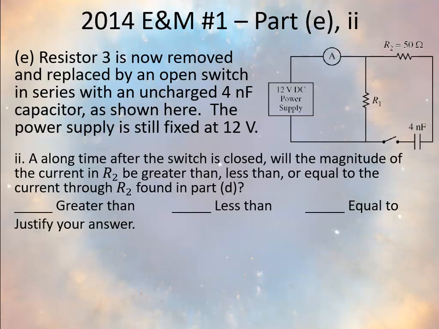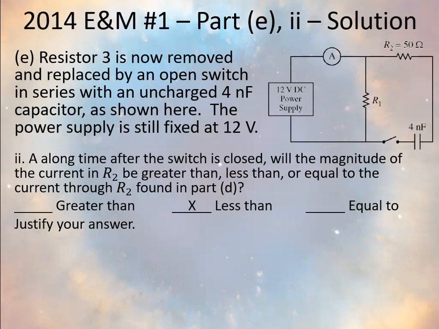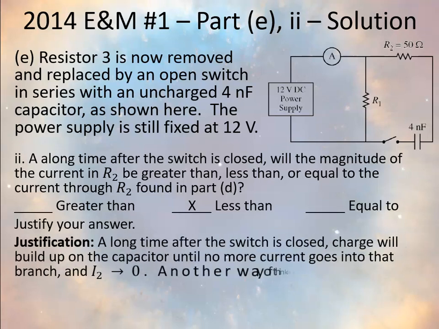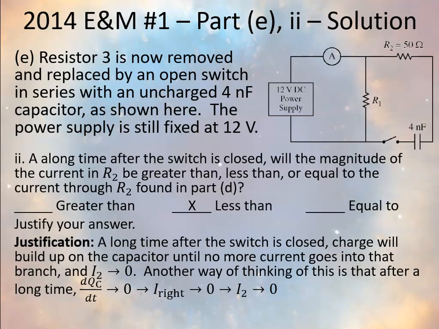Well, this one is actually very straightforward. A long time after the switch is closed, the capacitor is fully charged, which means that there is a 12-volt potential difference across that capacitor and no current is going through that section. So less than, because after all 0 is less than that 0.12 amps that we got in part D. So justification: a long time after the switch is closed, charge will build up on the capacitor until no more current goes into that branch and I2 goes to 0.